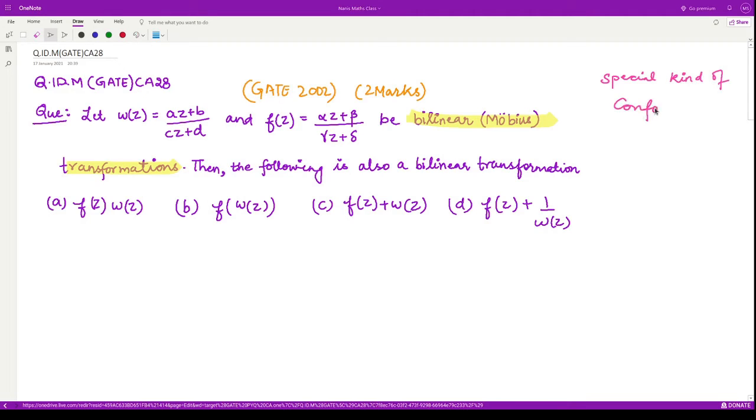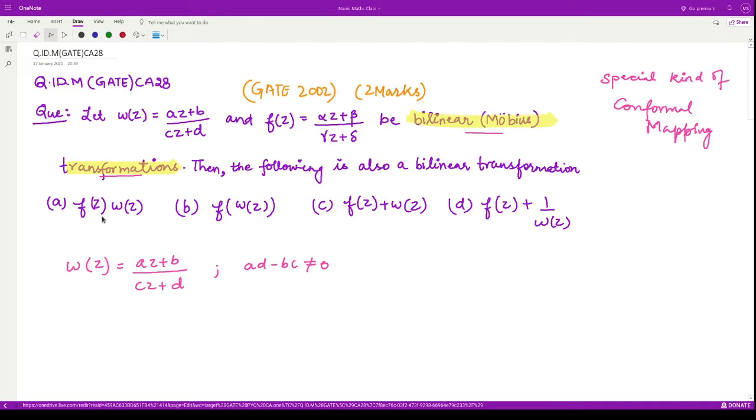What is conformal mapping? Conformal mapping is one which conserves the angle when you transform a particular z plane to the corresponding w plane. So in bilinear transformation, we say the transformation w of z is defined like this: az plus b divided by cz plus d. This is a bilinear transformation whenever the factor ad minus bc is not equal to 0. That is the characteristic for identifying a bilinear transformation.